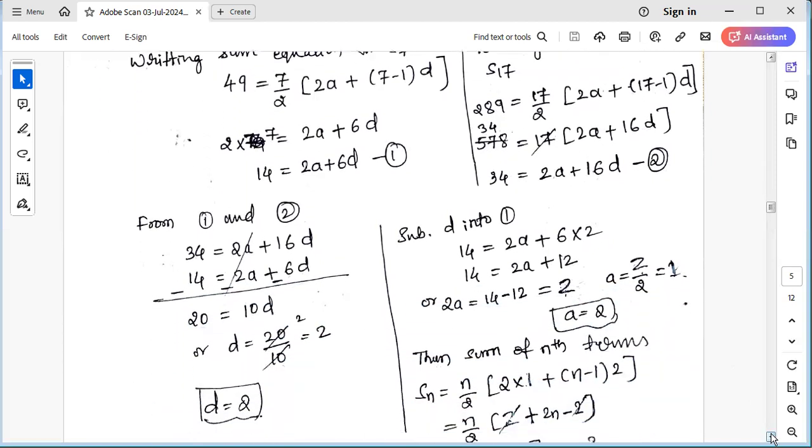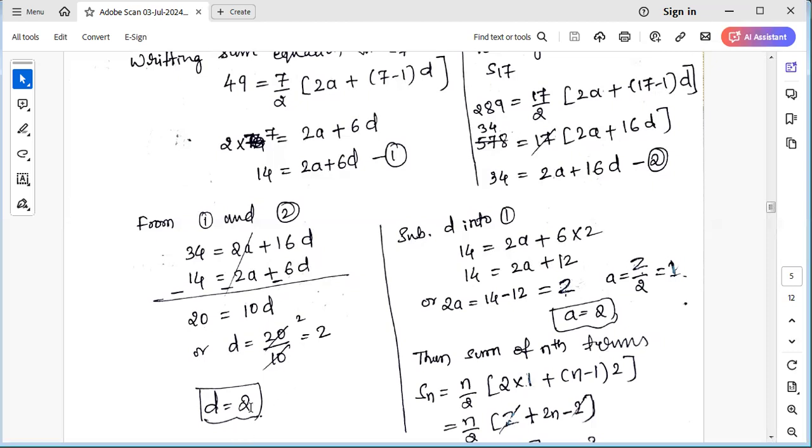So we have to solve equations 1 and 2 to get the value of d. This is equation 2 and this is equation 1. Subtract. So minus, minus, minus. On this side it is 34 minus 14, that is 20, equal to: 2a, 2a get cancelled, 16d minus 6d is 10d. Or d is equal to 20 divided by 10. So the zeros get cancelled. It gives 2. That means d is equal to 2.